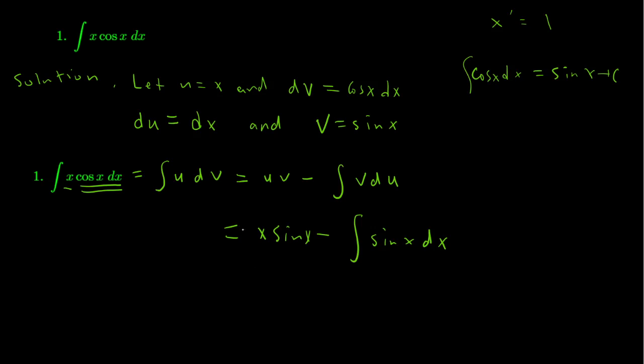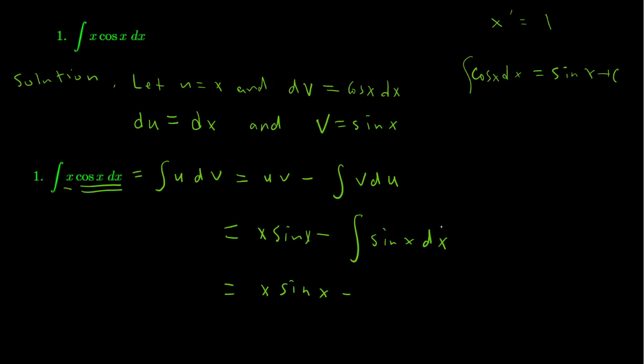We are almost ready to have the final answer. So the final answer is x times sine of x and then minus. So here we are looking for antiderivative of sine of x. So don't be confused with the derivative. Antiderivative of sine of x, we are looking for which function has the derivative of sine of x.